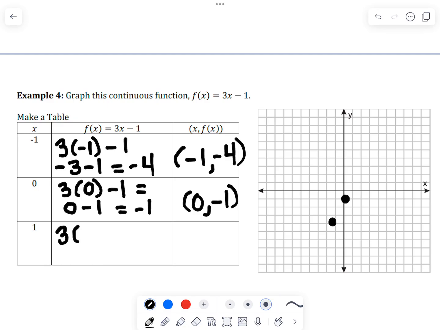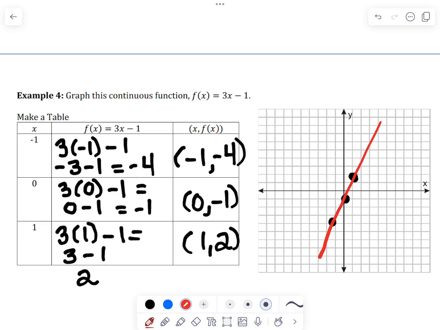Evaluate it for 1. 3, replace the x with 1, minus 1. 3 minus 1 is 2. So the ordered pair is 1, 2. So now I go right 1 and up 2. Now we're going to go ahead and create our curve. So there is our nice straight line.